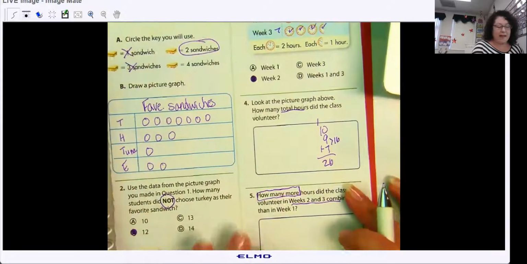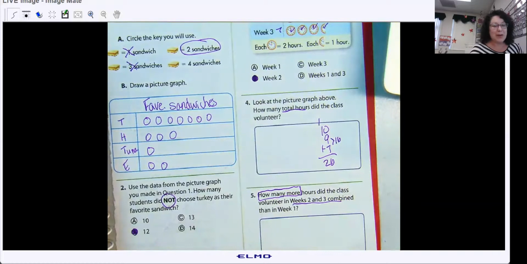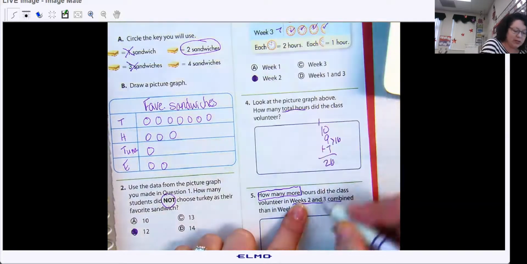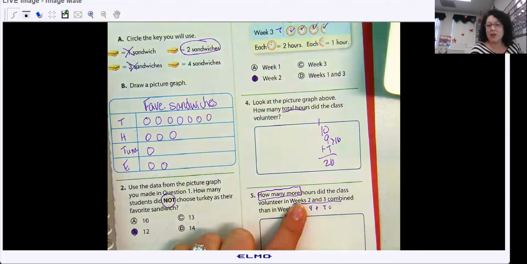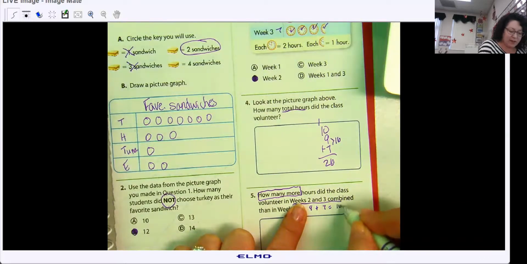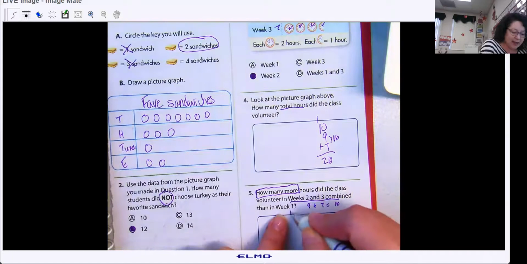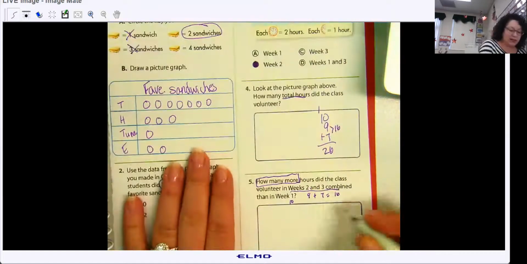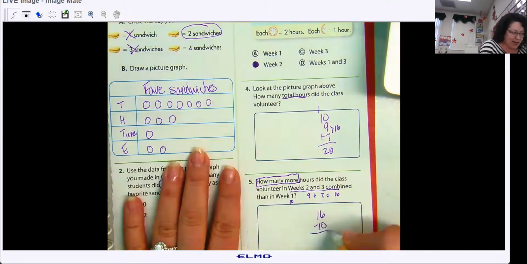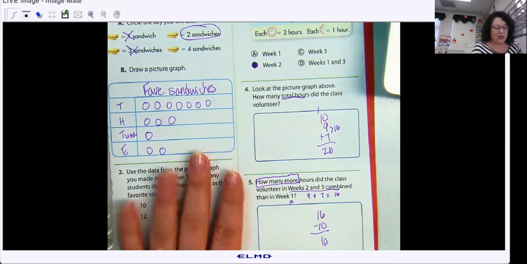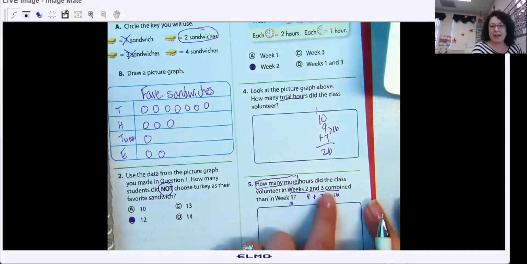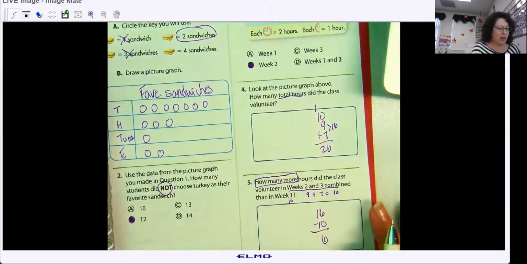Okay, number 5. How many more? That's our clue. We'd remember to subtract. How many more hours did the class volunteer in weeks 2 and 3? Remember that combined word. So we have to add them together. I get 16 there. Then week 1 had 10. How many more? 16 minus 10 is 6. Just remember, you got to read the whole thing. There's that word combined again. Weeks 2 and 3.